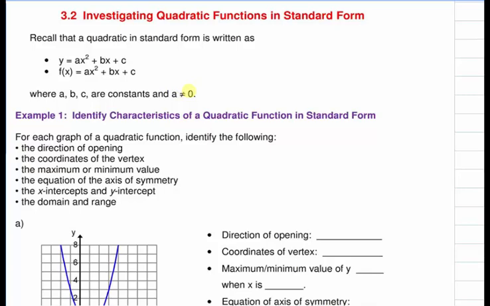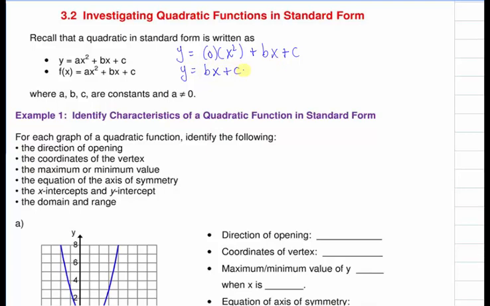So let's take a look at why a can't be 0. We'll look at the first equation that we have written here, and we'll substitute in 0 for a. So we're going to get y is equal to 0 times x squared plus bx plus c. 0 times x squared is 0, and we are left with bx plus c.